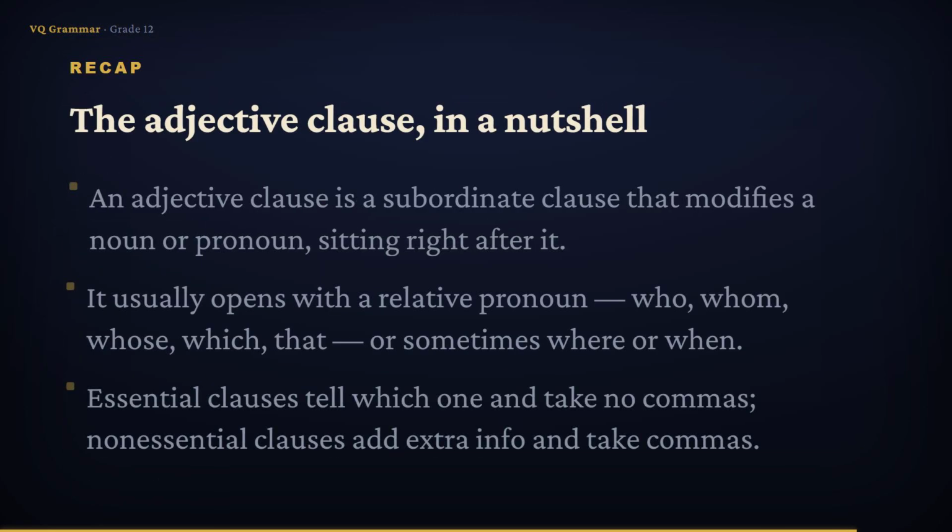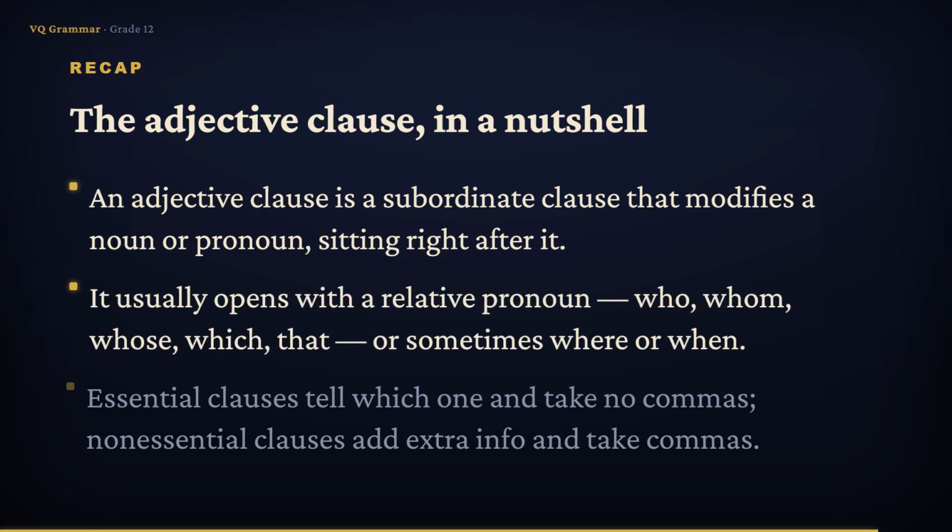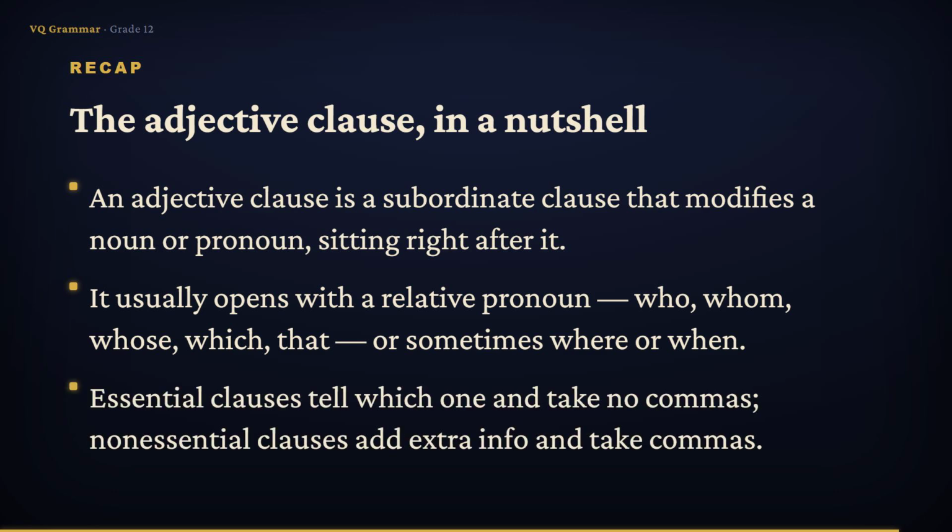Let's gather it all up. First, an adjective clause is a subordinate clause that modifies a noun or a pronoun, and it sits right after the word it describes. Second, it usually opens with a relative pronoun, who, whom, whose, which, or that, and sometimes with where or when. And third, the comma question. If the clause tells you which one, it's essential and takes no commas. If it only adds extra information, it's non-essential and gets set off with commas. And the lifted out test settles it every time.